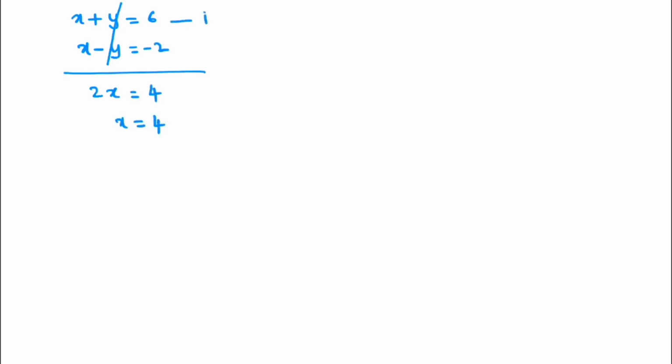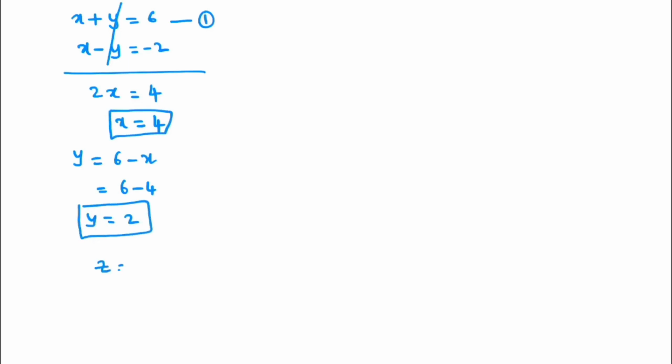Again from equation 1, y is 6 minus x. This x value you substitute here: 6 minus 4 is 2. So you got the x value and y value, and the z value we already know is 0. So the second set of solution for this question came: x is 4, y is 2, z is 0. I hope you are understanding.